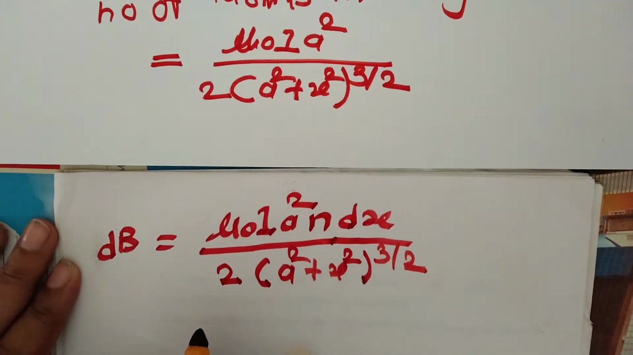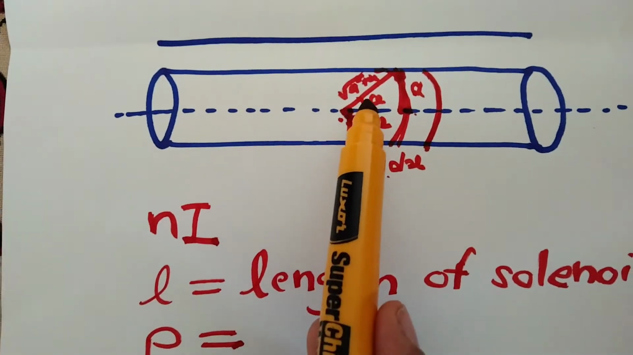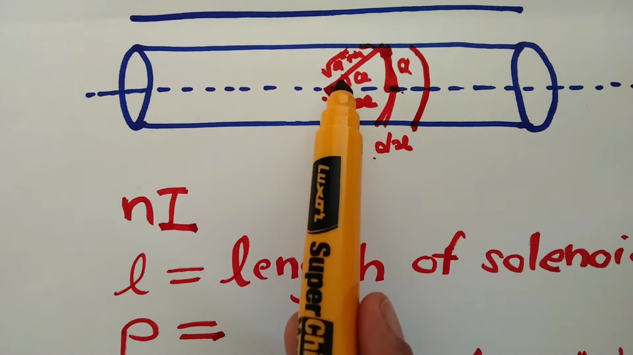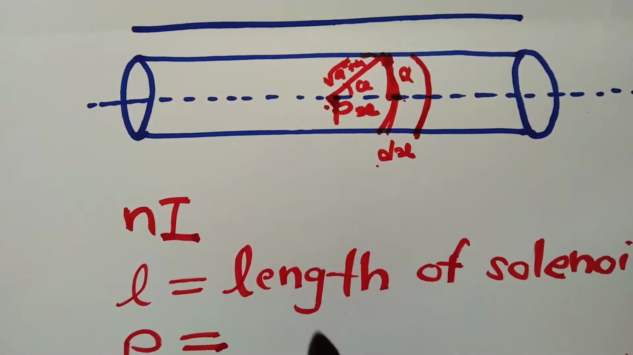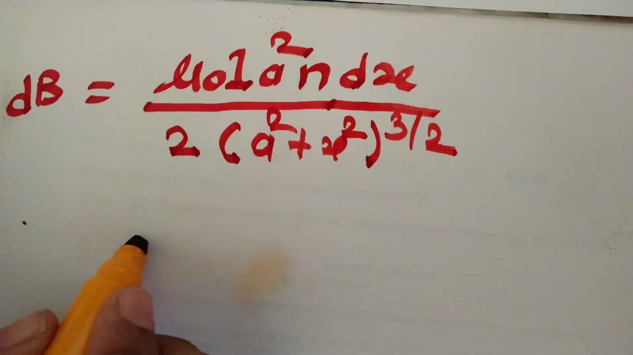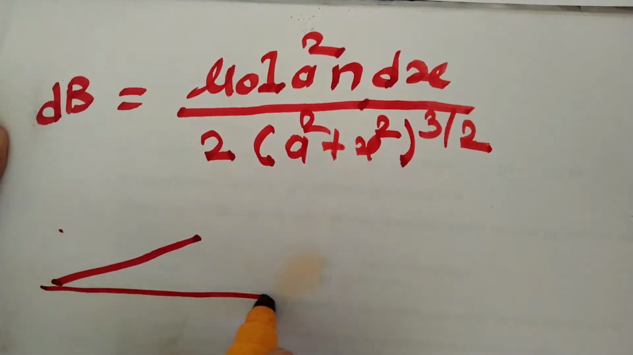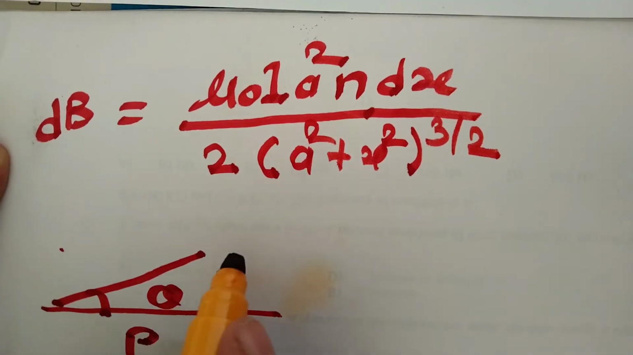Let us consider this angle between the line from P to this point, which will be theta. Then we put x equal to, and we get this angle. This is theta. This is P.